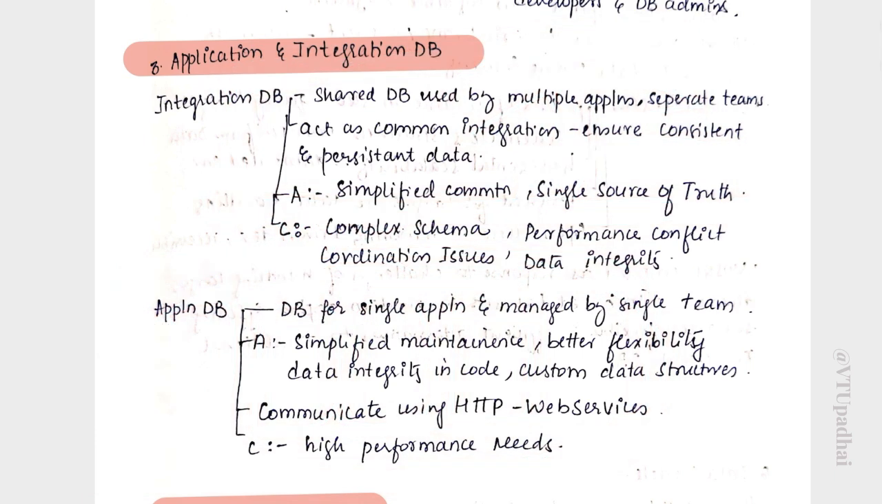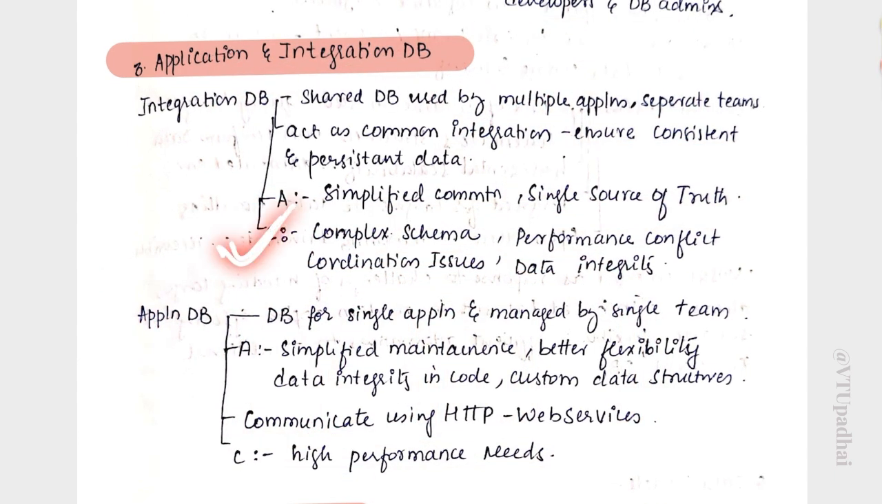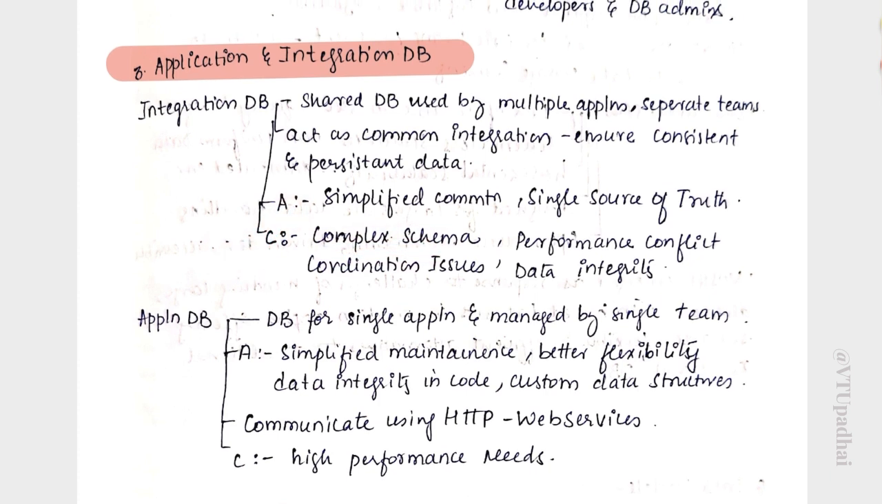So thereby these were the advantages. Speaking about the disadvantages, the first one was complex schema. Complex schema means, see, we have an integration database which is designed to cater to multiple applications. So there might be complex structures that any single application requires.